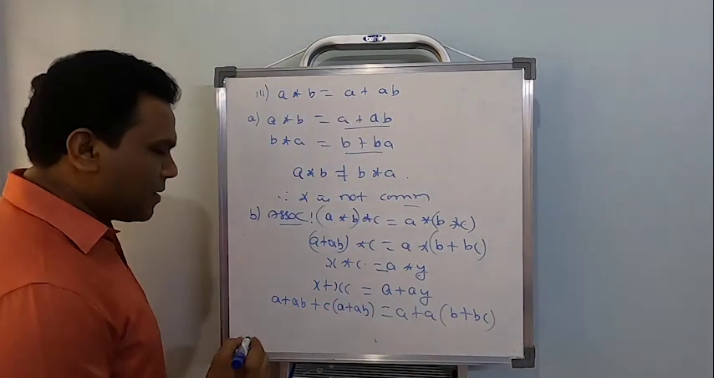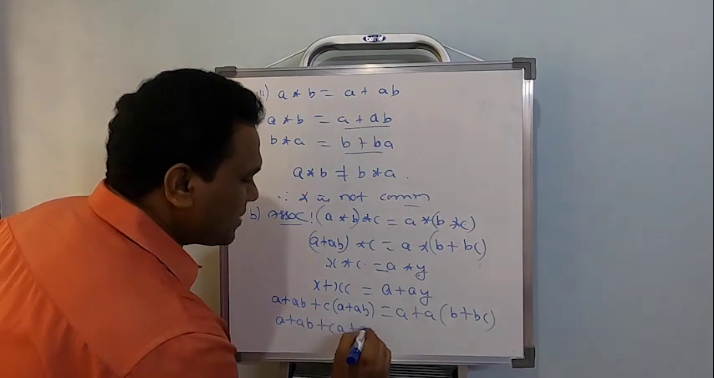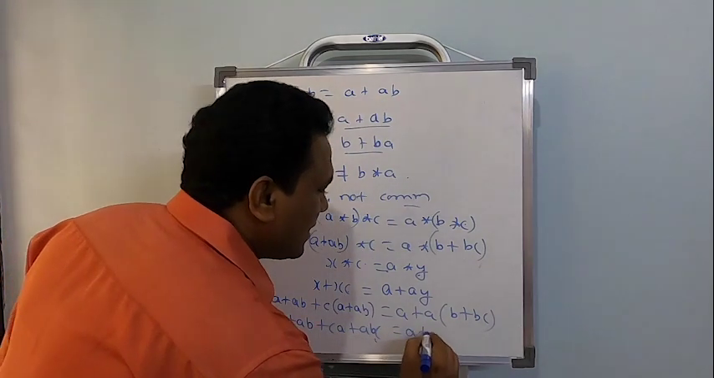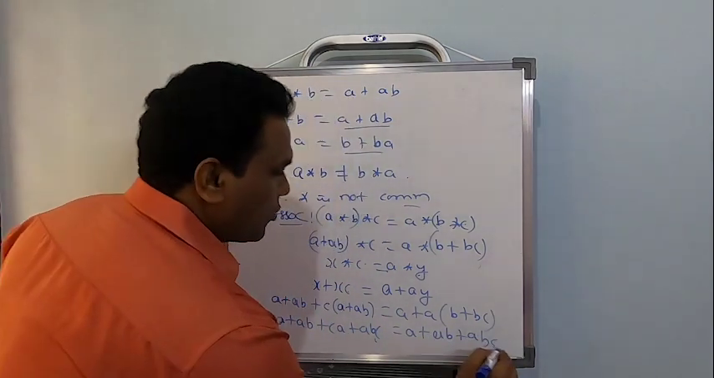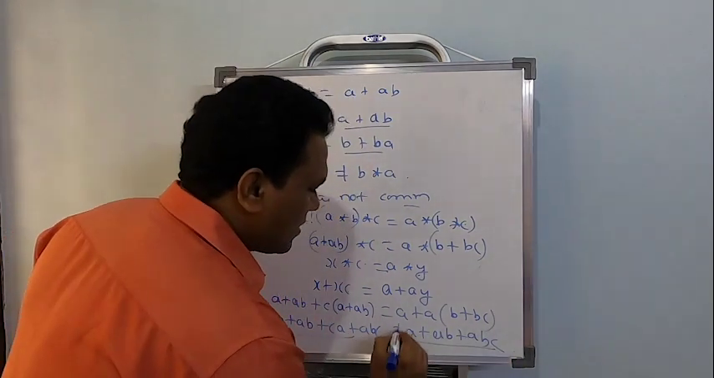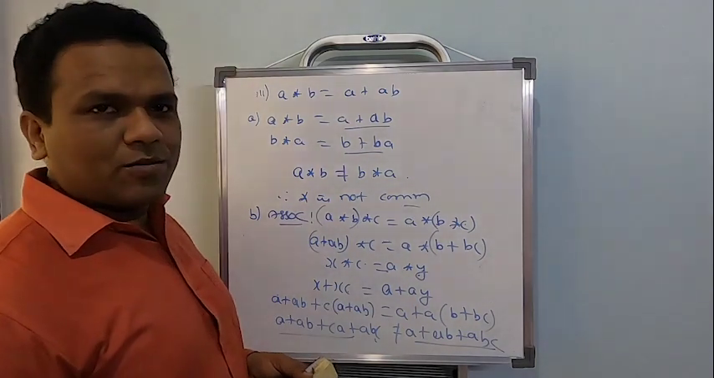Let's remove all the brackets by multiplying: a plus ab plus ca plus abc, and on the right side a plus ab plus abc. Certainly you notice these two sides are not going to be equal, hence star is not going to be associative.